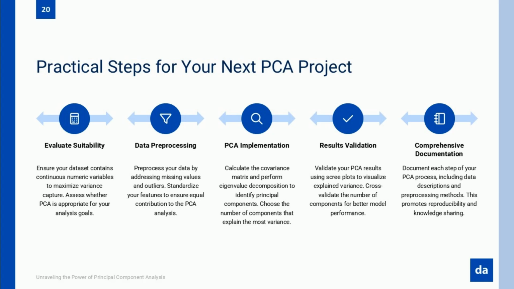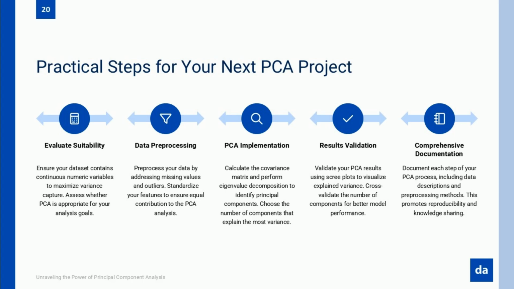Use scree plots to visualize the explained variance distribution and determine where adding more components yields diminishing returns. Cross-validate your component selection by training models with different numbers of components and comparing their performance. Examine component loadings to ensure they make sense in your domain context.